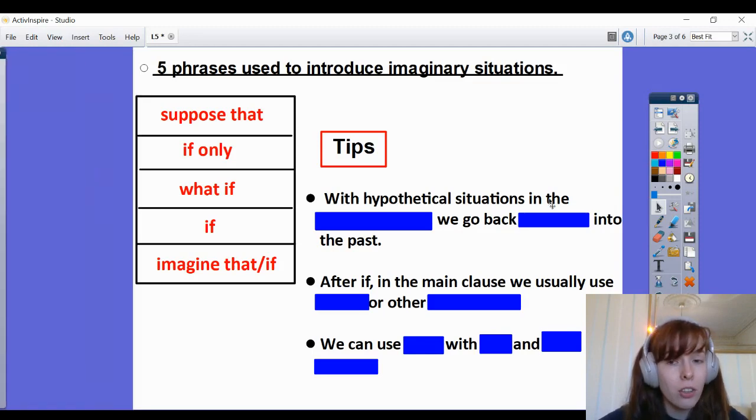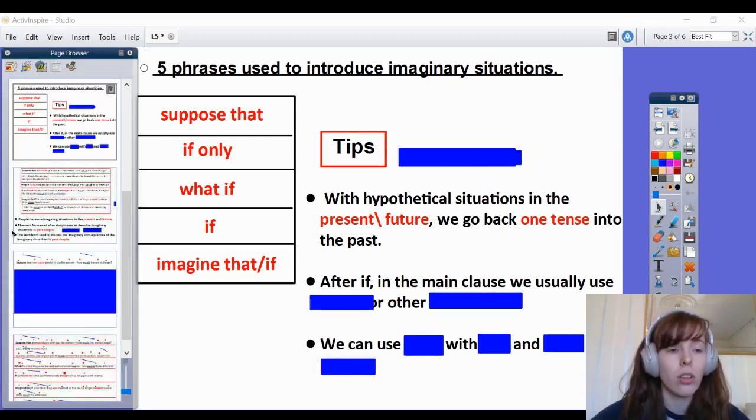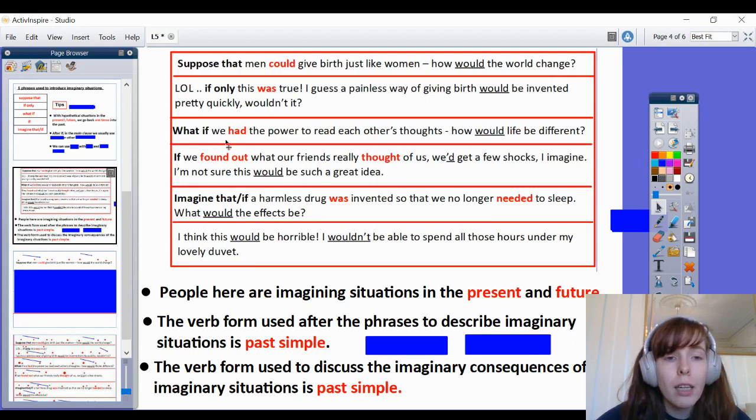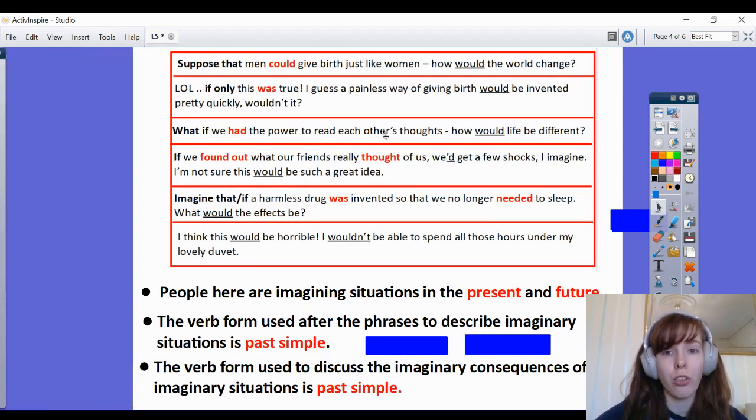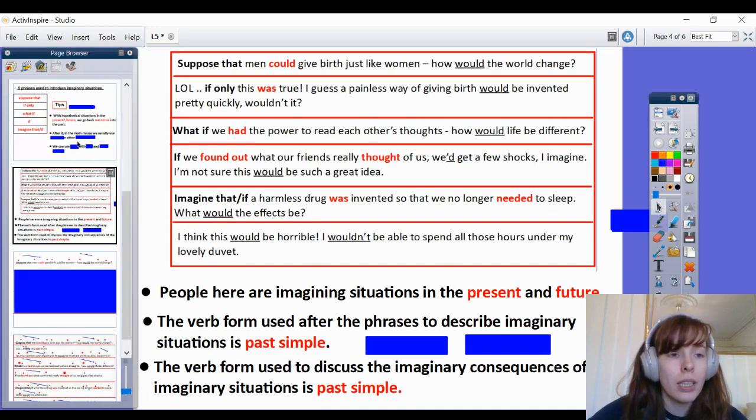With hypothetical situations in the present or future, we go back one tense into the past. So for example, let's have a look. What if we had the power to read each other's thoughts? How would life be different? So what if we had the power? So we're talking about the present, but we use one back. That's past simple, had. Okay.